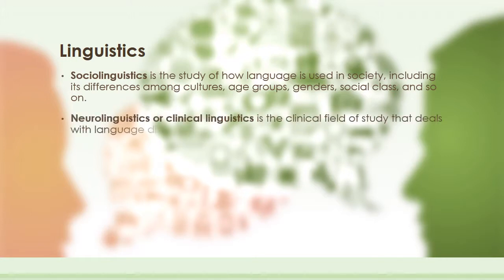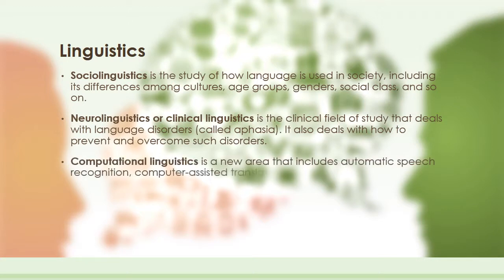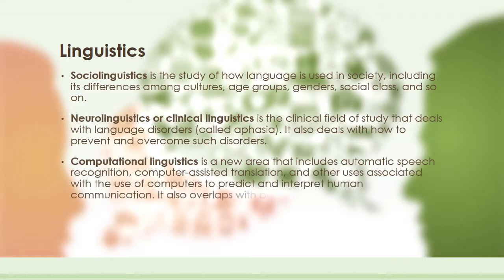Neurolinguistics or clinical linguistics. This is the clinical field of study that deals with language disorders called aphasia. It also deals with how to prevent and overcome such disorders. Computational linguistics. This is a new area that includes automatic speech recognition, computer-assisted translation, and other uses associated with the use of computers to predict and interpret human communication. It also overlaps with both historical and field linguistics.